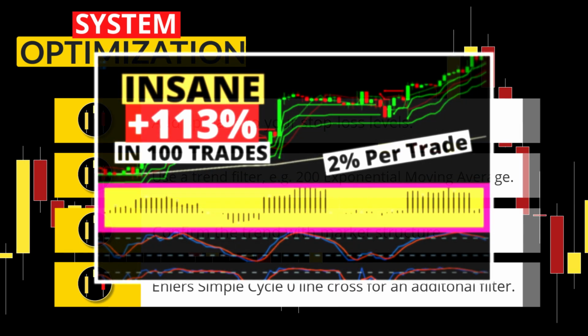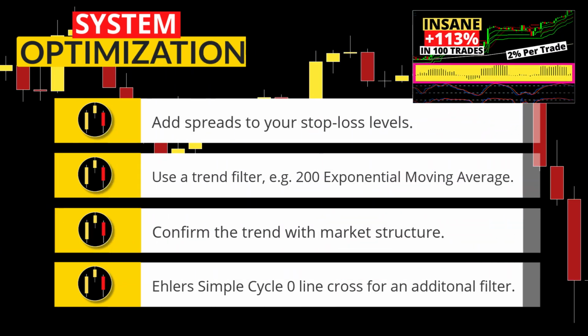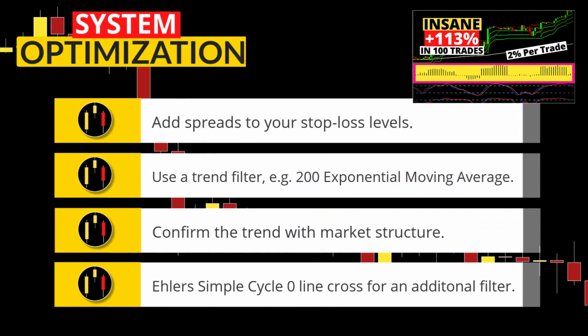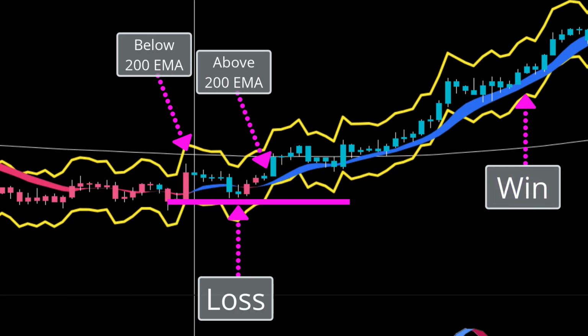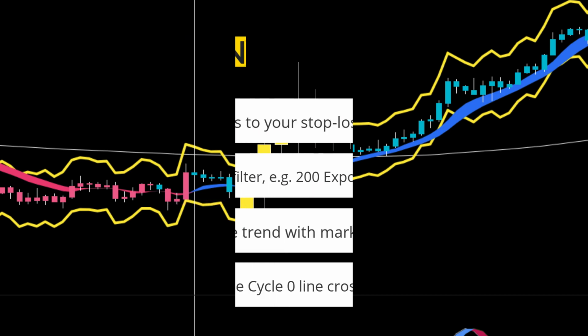Second, like in this video here, adding the 200 exponential moving average can do wonders for a trading system. Look at this chart where if we only took longs above the 200 EMA, this losing setup would have been filtered out and we would have gotten into a great setup right after.